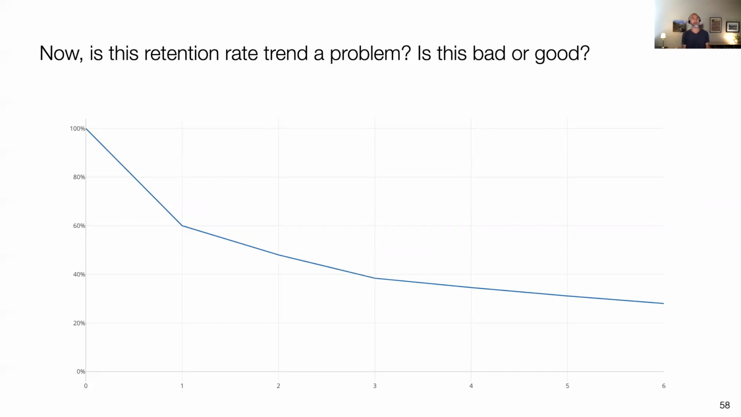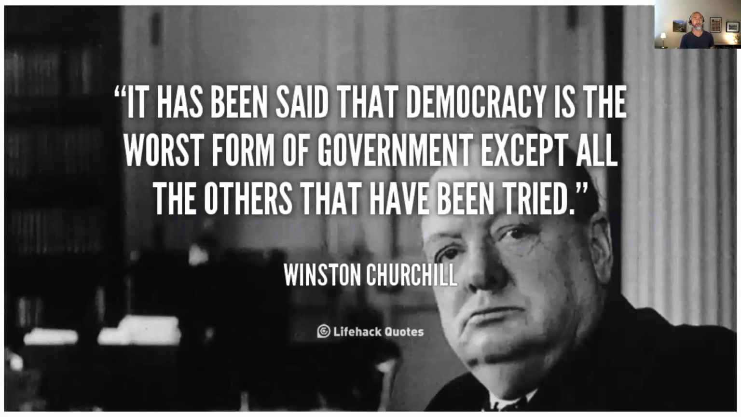Okay, so we got this survival curve, but is this retention rate trend up? Is this a problem? Is this good or bad? What should I take? Now we know how much of the customers retain or churn in any given period, but what does this mean? Well, this is Winston Churchill's quote: it has been said that democracy is the worst form of government, except all the others that have been tried.